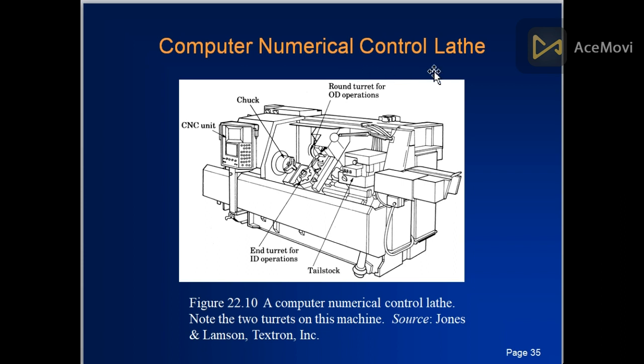Finally, the computerized numerical control lathe. This can be automated by a CNC unit, so it is not a big deal. All the processes are similar to a simple lathe, but this is automated. This can be done with programs and algorithms, numerically controlled and computerized numerically controlled.